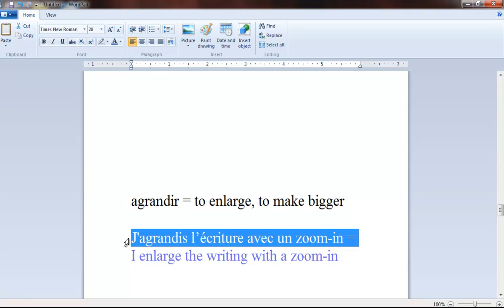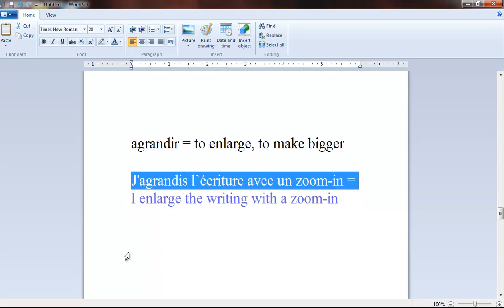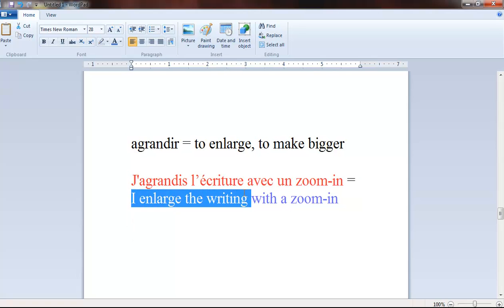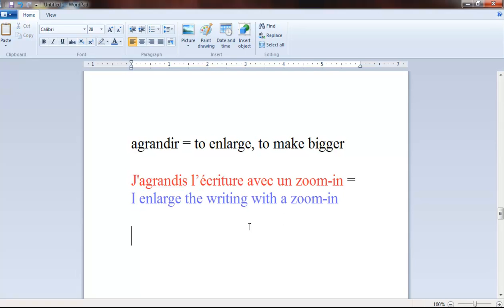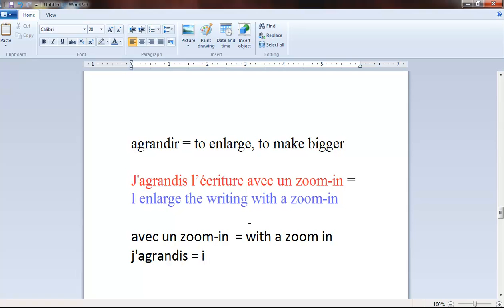J'agrandis l'écriture avec un zoom in. I enlarge the writing with a zoom in. Avec un zoom in, it means with a zoom in. J'agrandis, I enlarge. L'écriture, it means the writing.